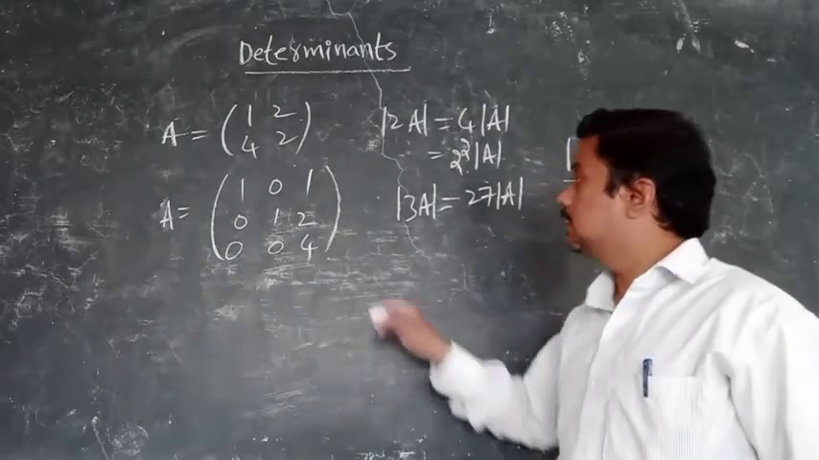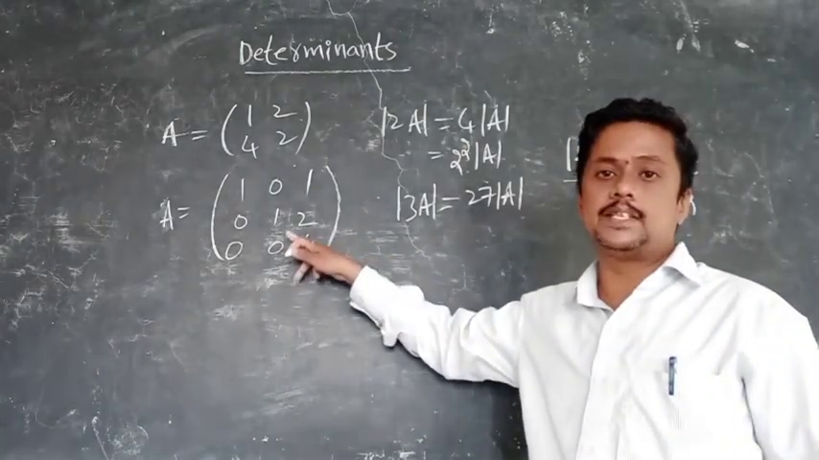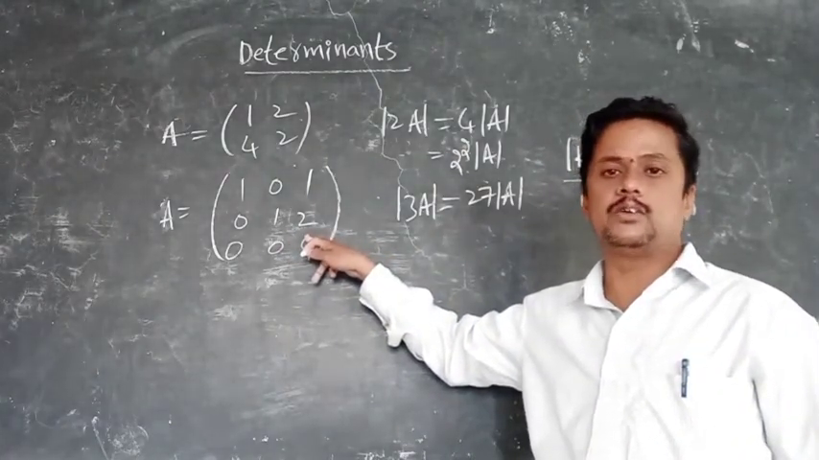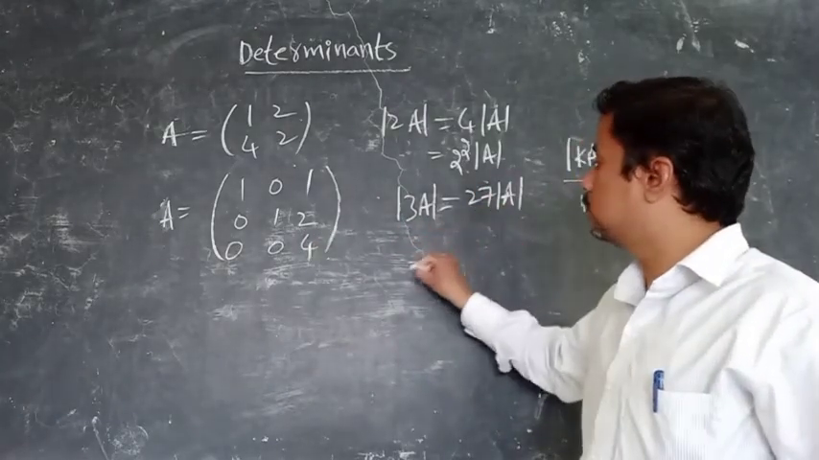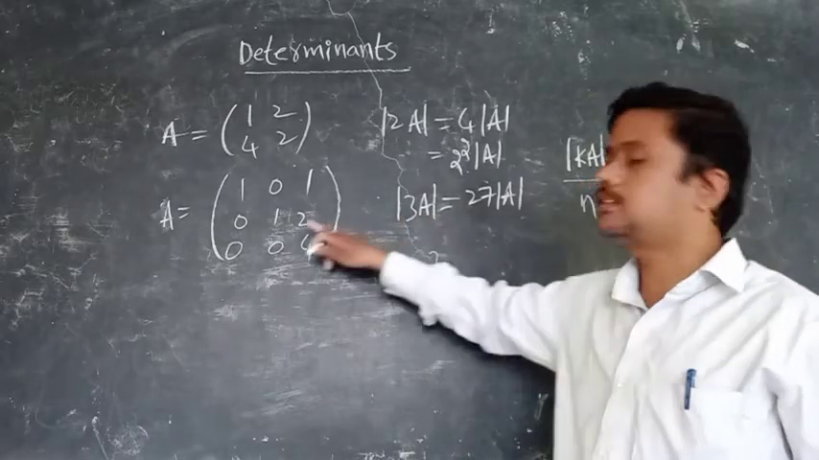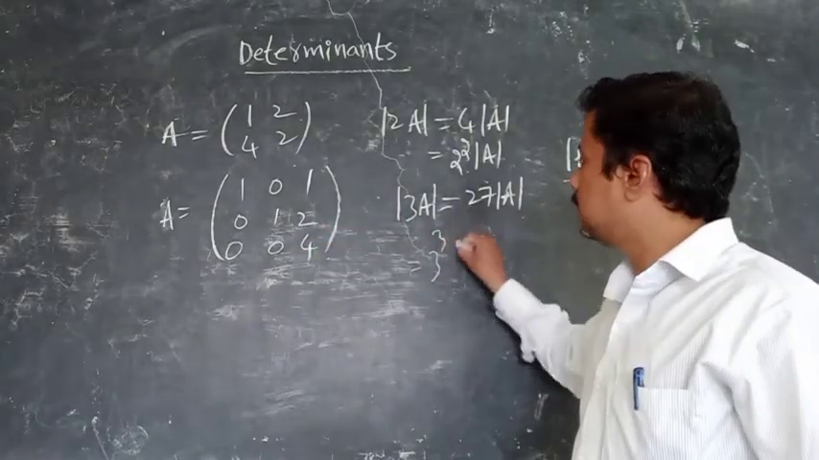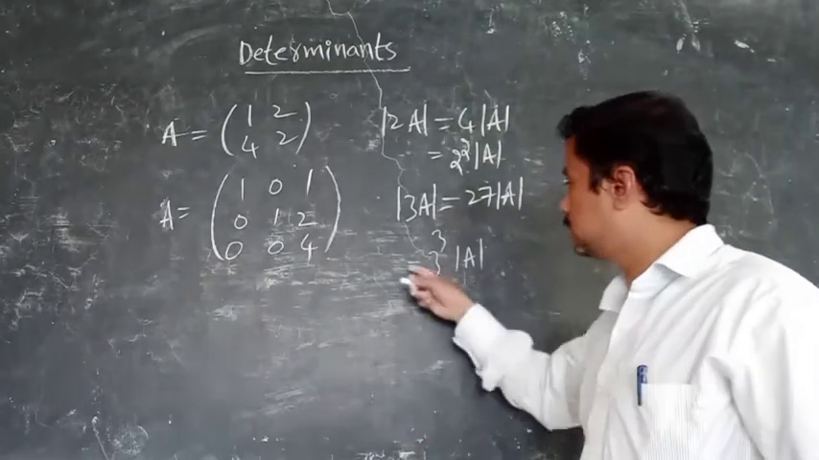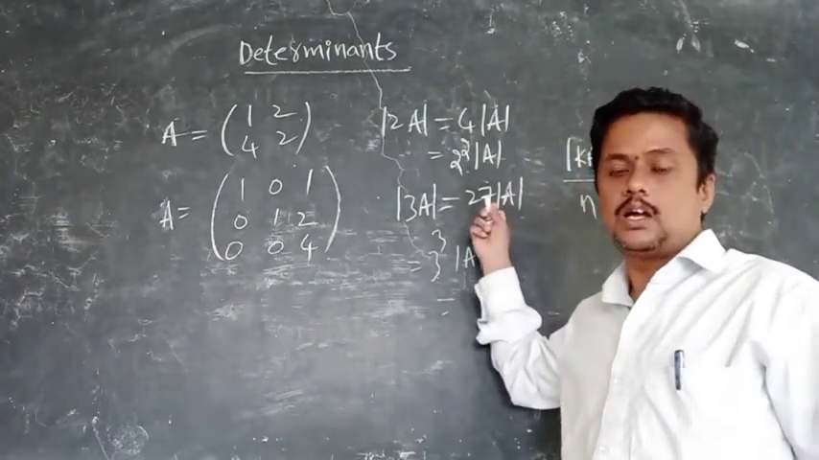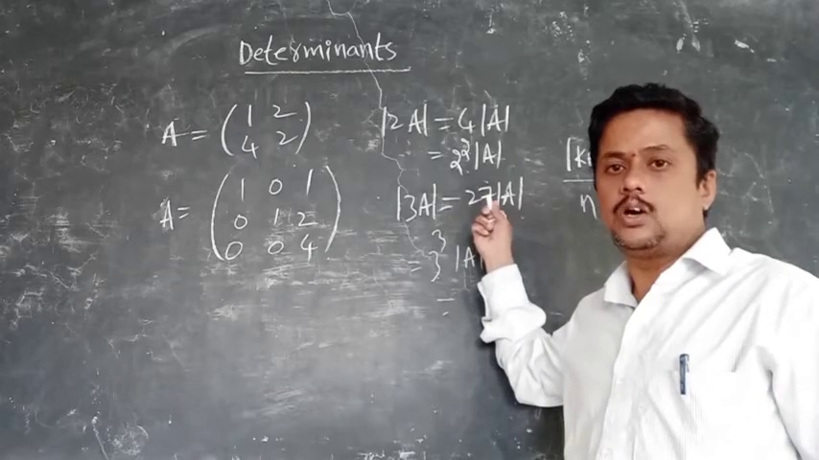See, what is the order of this matrix? This is a 3 by 3 matrix, order 3. So det 3A is equal to what? Det 3A is equal to 3 power 3 into det A. What is the order? 3. So 3 power 3, 3 into 3 into 3, is 27, and the answer is 2700.